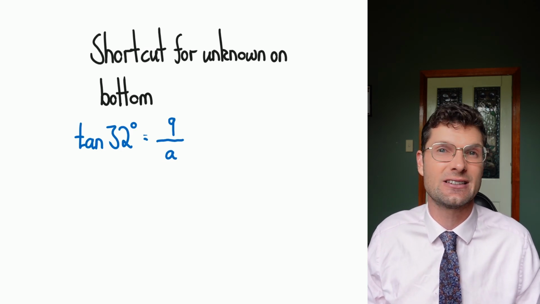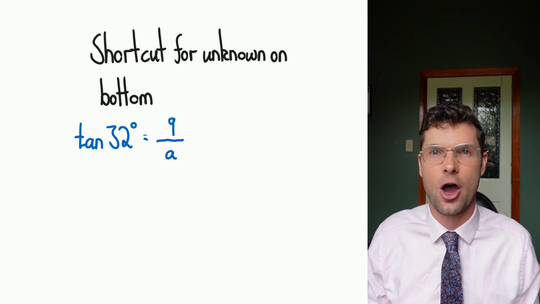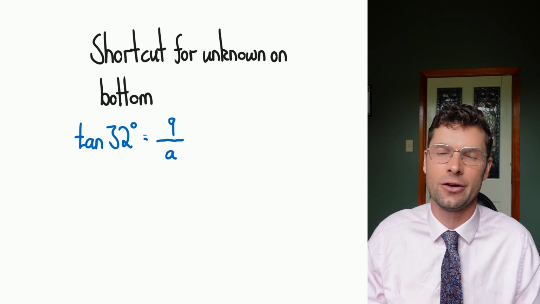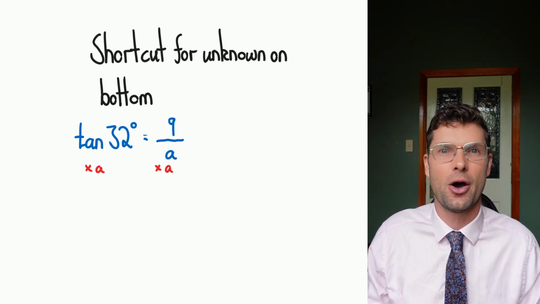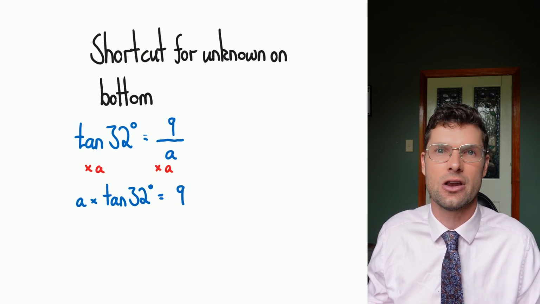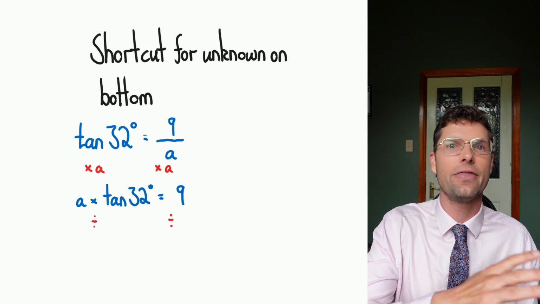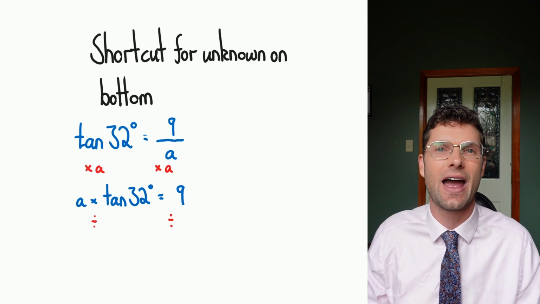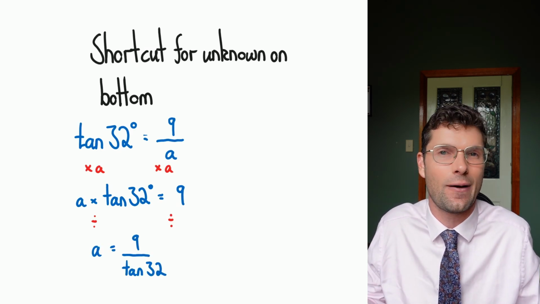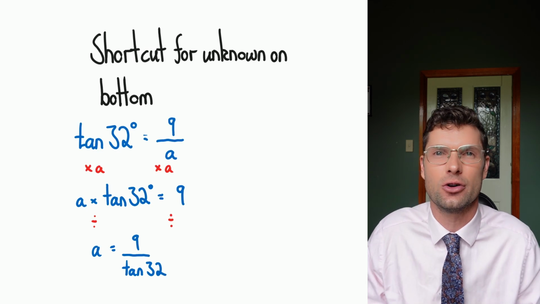So if we look at this one, we've got tan 32 is equal to 19 over a, and I'm going to do it the slow way first, the way that we just learned. So I've got a times a to both sides. So I've got a times tan 32 is equal to 9. Now I've got to divide the tan over to the other side. So a is equal to 9 over tan 32. And that is the correct answer. It just takes a little bit more time.